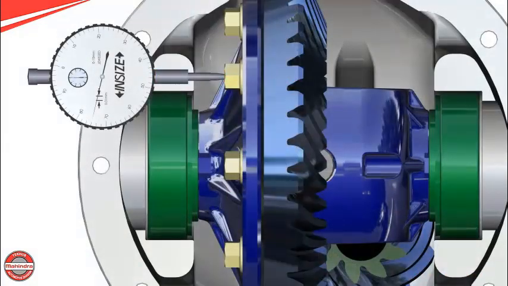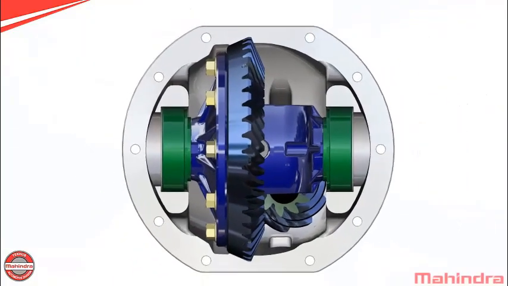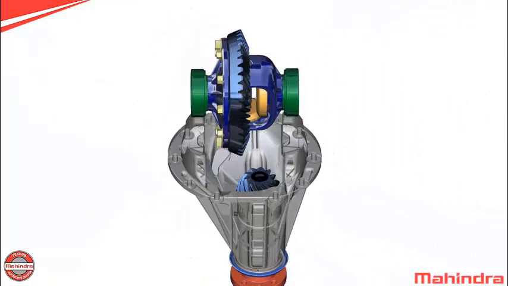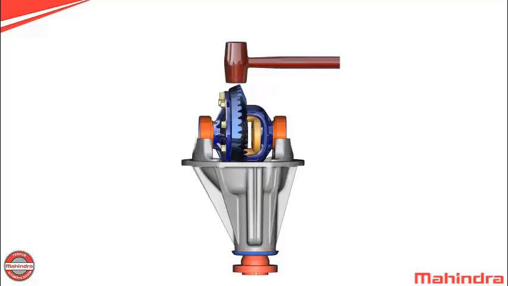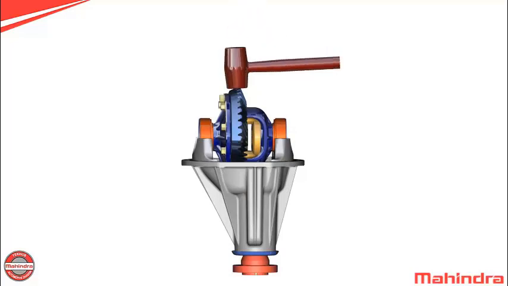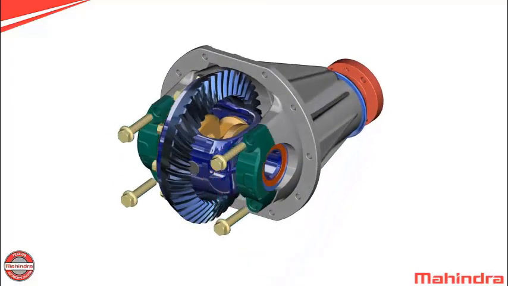After shim size calculations, remove dial gauge. Take out the differential assembly along with dummy bearings. Remove dummy bearings and insert differential side bearings. Insert right hand side and left hand side shims as per the calculations outside the bearing. Mount differential case assembly into carrier with the help of a mallet. Assemble bearing caps.